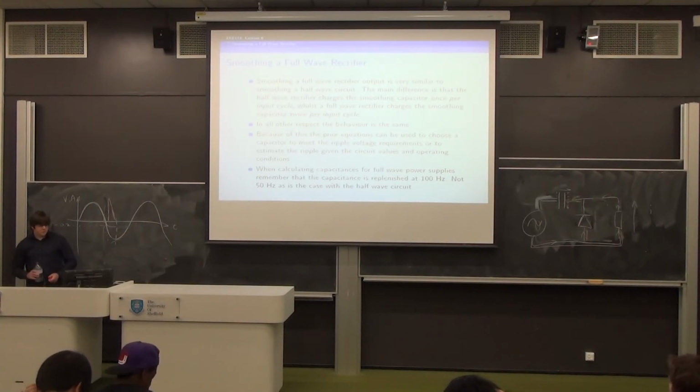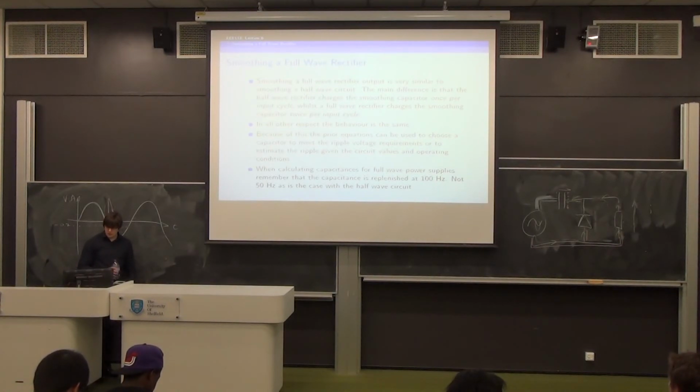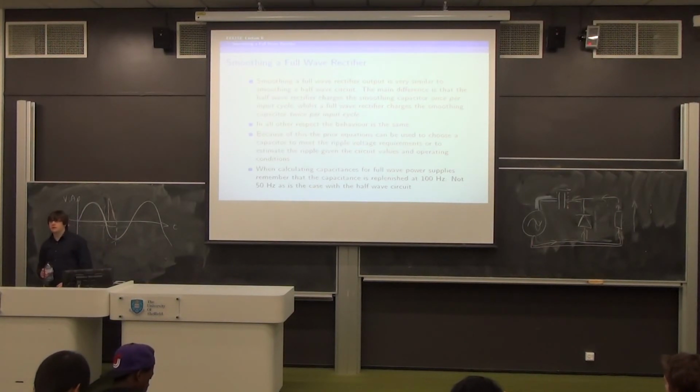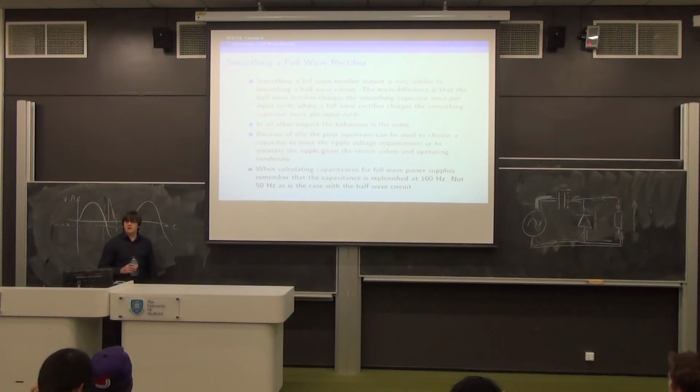So as I've just said, because of this, prior equations can be used to choose a capacitor to meet the ripple voltage requirements, or to estimate the ripple given a certain set of values. So one exam question might go along the lines of, here are some values, what's the ripple? Another might go, here's a particular power supply circuit, any one of the three. I need this much ripple, this is my load, how big should the capacitor be? That's the sort of thing you'll find on the problem sheet, and that's the sort of thing that's going to end up in the exam.